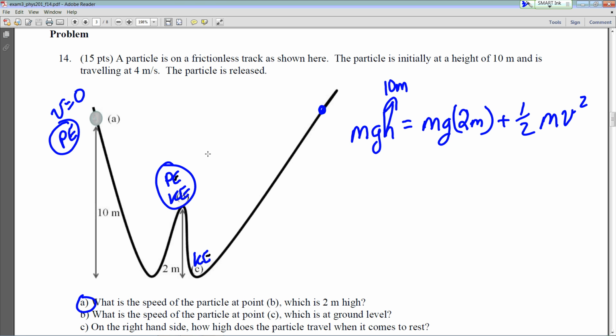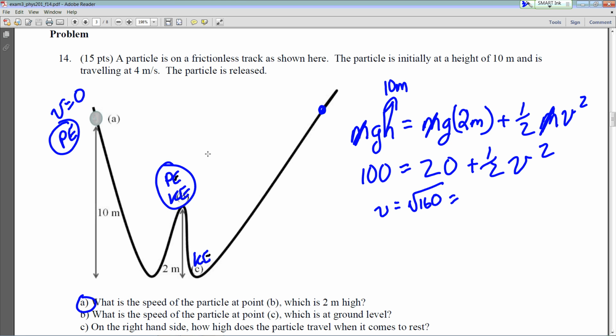All right, so once you get sort of how the energy is allocated, it's fairly straightforward. My m's cancel here. Your m's always cancel in these gravitational problems. However, in the next one where you're dealing with a spring, your mass doesn't cancel. So just make sure you're clear on that. This is 10 times 10 equals 20 plus 1/2 v squared. That's square root of 160. Which is like 13 point something, right? No, 12, roughly 12. Between 12 and 13, right? 12.6, okay. So 13.